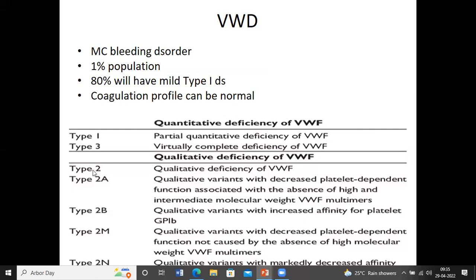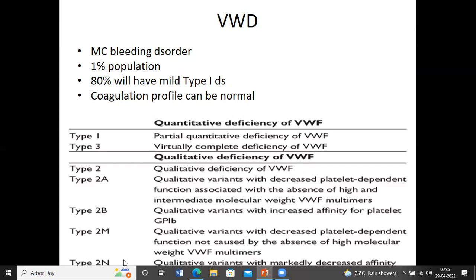Type 2 can be divided into 4 parts, that is 2A, 2B, 2M, and 2N. Now 2A and 2M are basically defects in the multimers of von Willebrand factor. 2B is when the affinity to the platelet is increased, and therefore there is a lot of destruction of the platelets in the spleen, resulting in an ITP-like picture. And therefore, whenever you get an ITP-like picture, you also have to check the von Willebrand factor, especially to rule out type 2B.